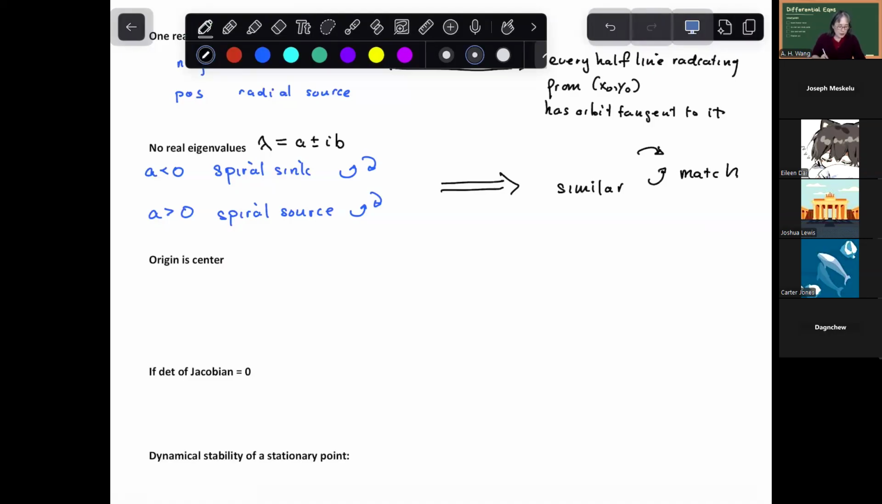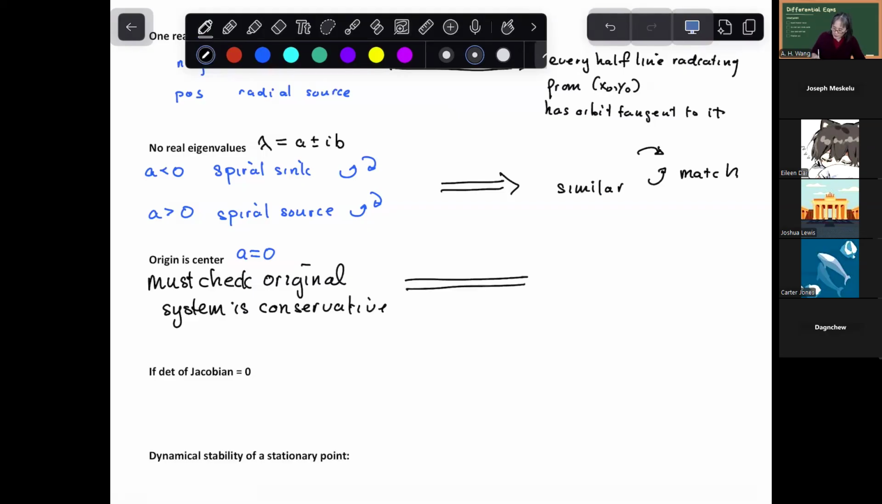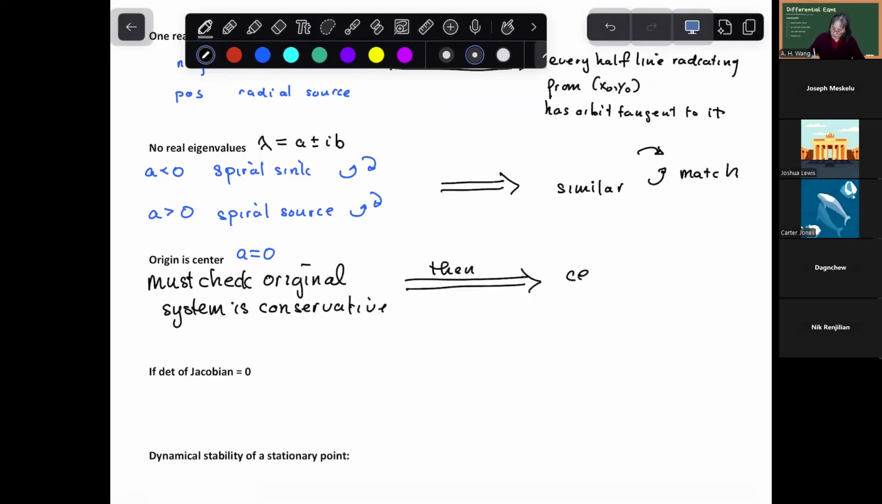If your origin is a center in the linearized system, one of the things you have to do is check the original system. That is, when a equals 0, you have pure imaginary eigenvalues, and the system must be conservative, because you need it to be conservative for it to actually match. If it's not conservative, this might not hold. Then you're going to get a center over here, and that's going to be similar, and this is going to match.